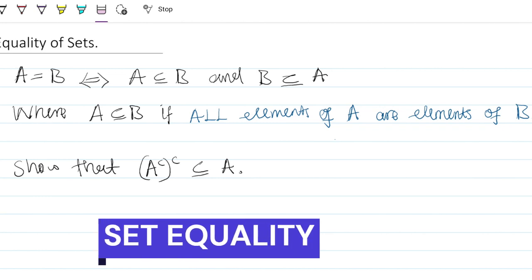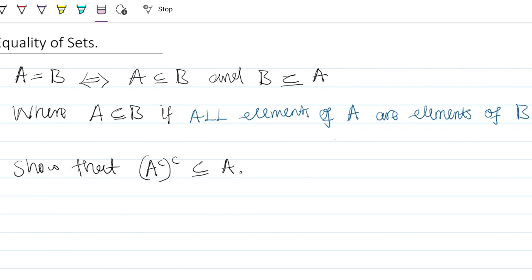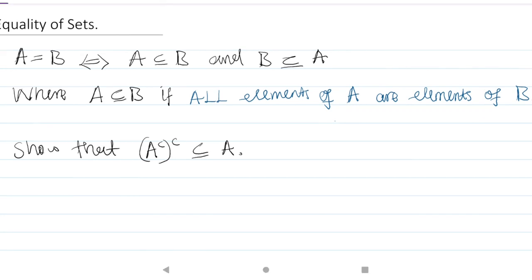Hello, let us talk about set equality. We say that two sets are equal if they are subsets of each other. That is to say, A is a subset of B and B is a subset of A. Now, we say that A is a subset of B if all elements of A are also elements of B. So we are saying all elements that belong to A are also elements that belong to B.